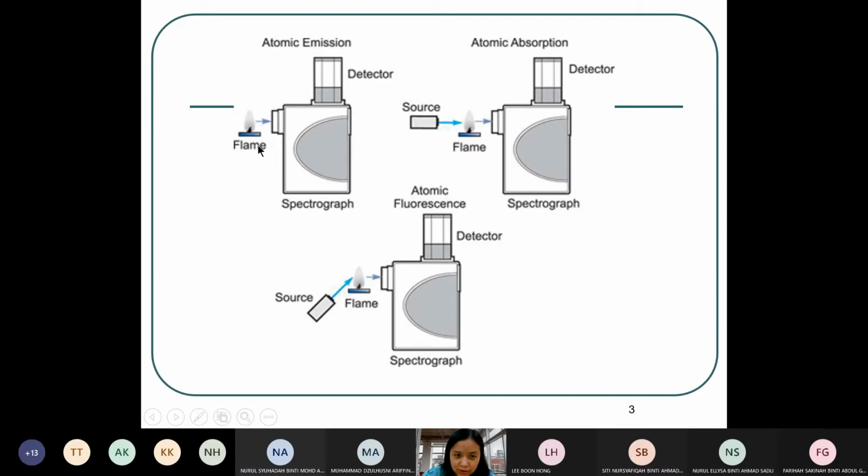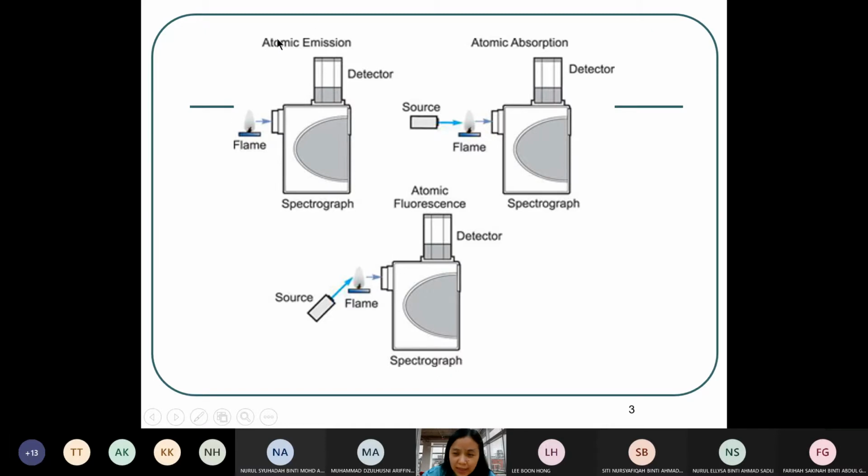Once it gets relaxed to the ground state, it will emit electromagnetic radiation, which is the signal that we want to detect using the detector, right? So for these two techniques, AAS and AFS, the temperature of the atomizer has not much impact on the excitation of the target analyte, because the excitation is due to the light source.